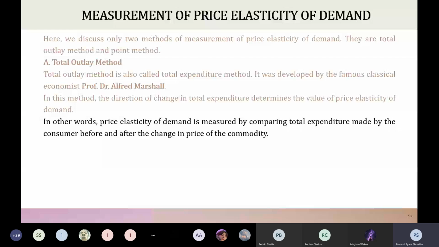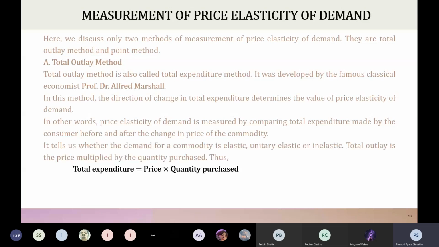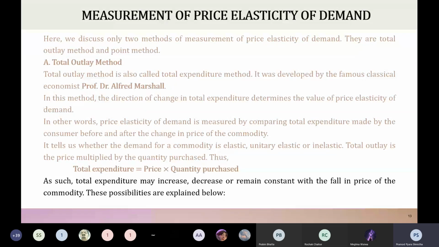Here, total expenditure means price multiplied by quantity purchased, that is, quantity demanded. So P into Q gives us the total expenditure under this method. Let me discuss the three possibilities. When there is a fall in price, total expenditure may increase, decrease, or remain constant. That's why the three possibilities are there: price elasticity of demand greater than 1, equal to 1, and less than 1. These are the three possibilities with the change in price of the commodity.